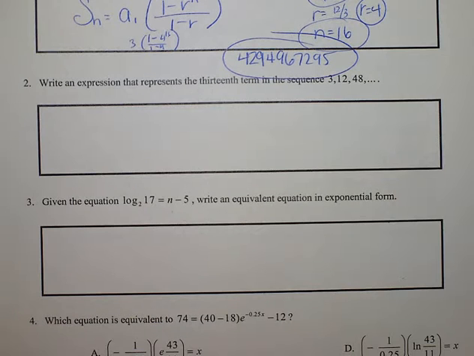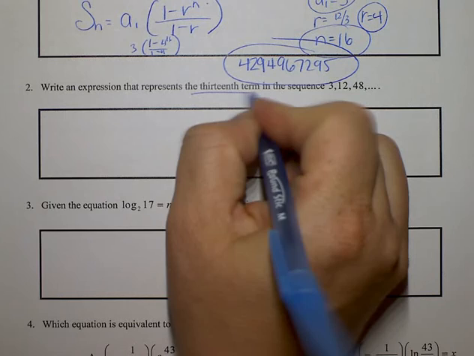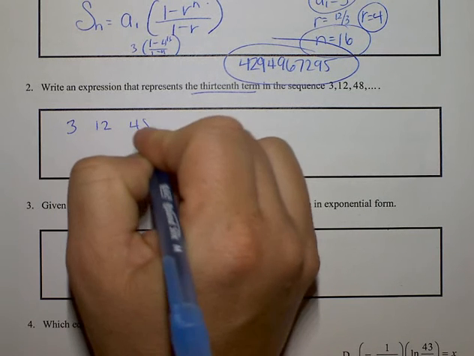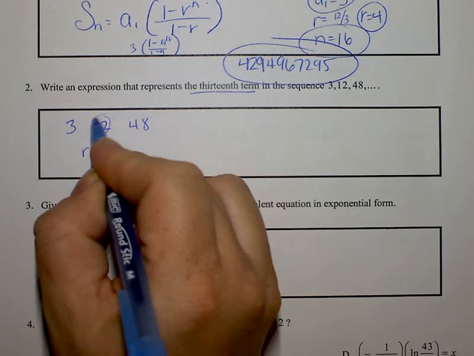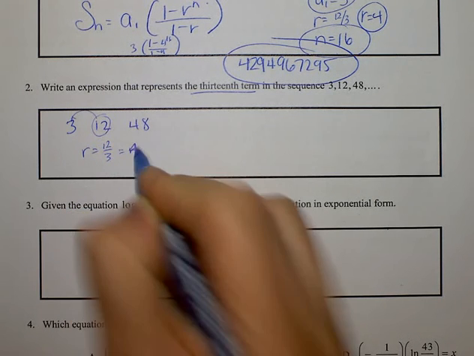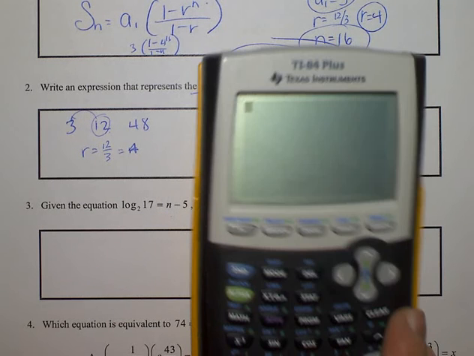Okay, the next part says write an expression that represents the 13th term in this sequence. So that's term 1, 2, 3. Okay, this is the same one as up here. So I know that the rate is taking the second number divided by the first. 12 divided by 3 is 4. So I'm going to multiply by 4. I'm going to let the calculator do the work. I want to get to the 13th term.